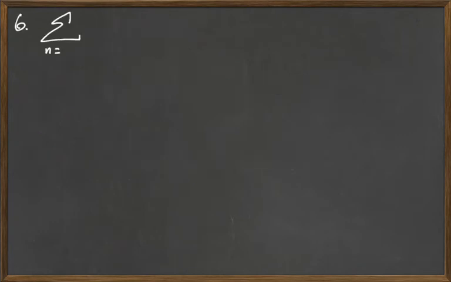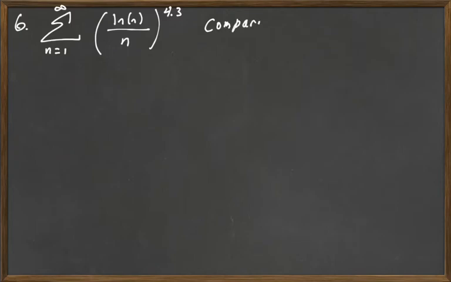So we're doing the limit comparison test, and we have the sum n equals 1 to infinity of the natural log of n over n to the 4.3. And so, you know, you've got to do some playing around in terms of what to compare it with. The 4.3, so you have sort of like a p-series of 4.3, but we're going to go a little bit smaller than that. We're going to compare it with the convergent p-series, p being 4.